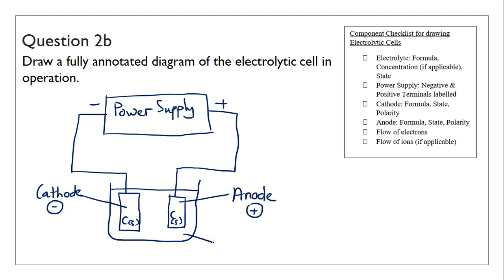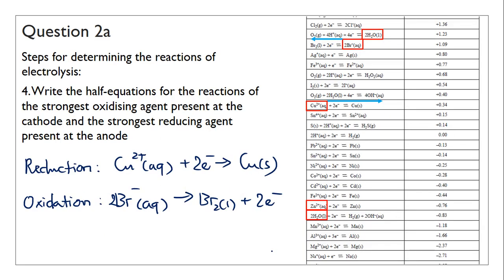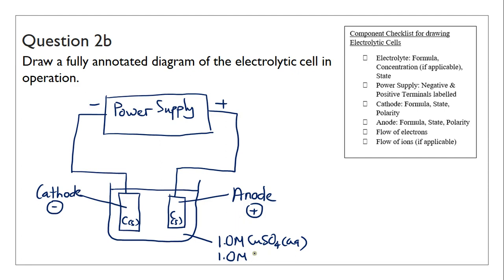The electrolyte in this case is a mixture of two solutions. I'm just going to list both of them: 1.0 molar copper sulfate and 1.0 molar, what was it? Zinc bromide. I have short-term memory loss.